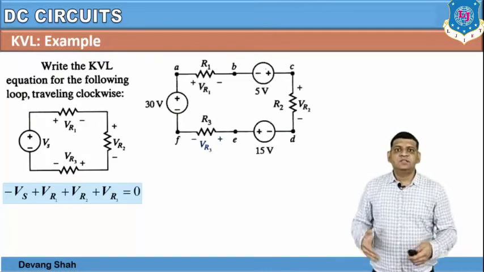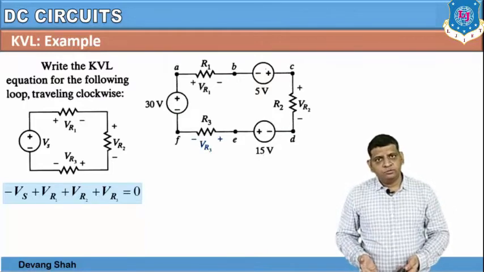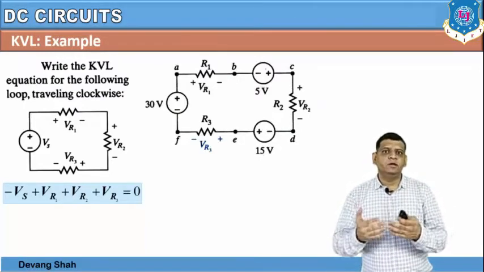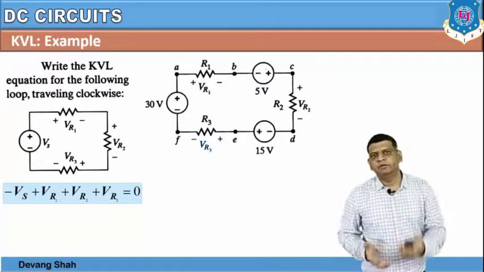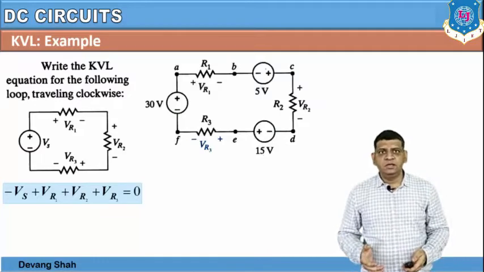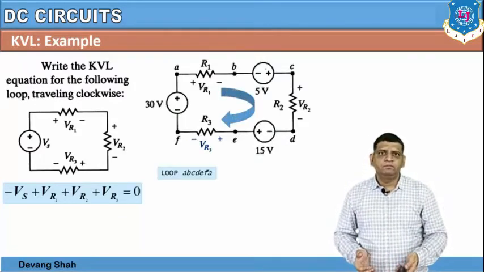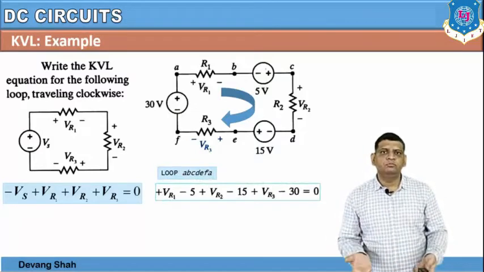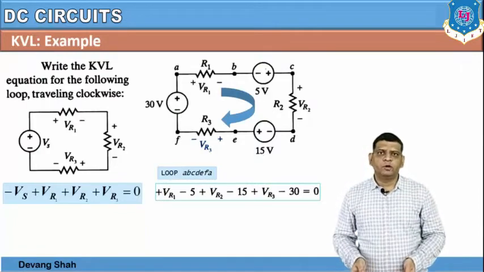Now this is applicable to each individual loop. Again, in this particular loop, can you write the KVL equation? Just try it. Your first job is to identify the loop, the same way that in KCL you identified the nodes. Here you have to identify the loop. This is loop A, B, C, D, E and F. In this loop, if we apply the equation, it would look like this. So ultimately, the summation of sources is equal to the summation of voltage drops across the resistances.